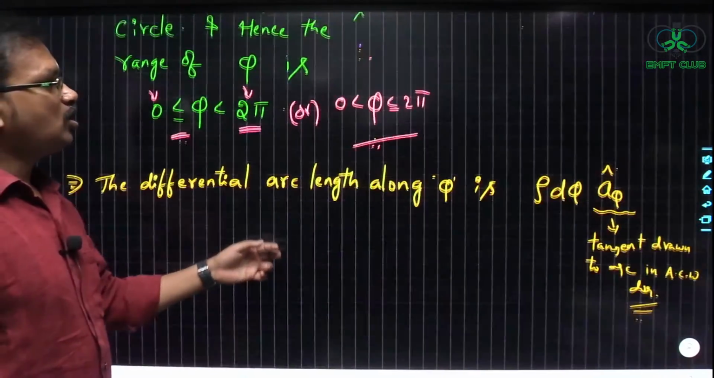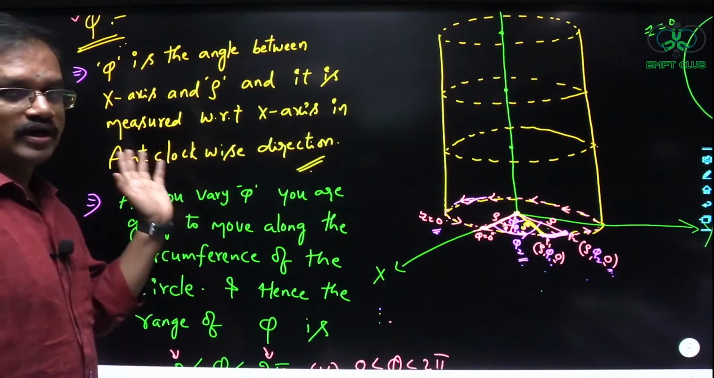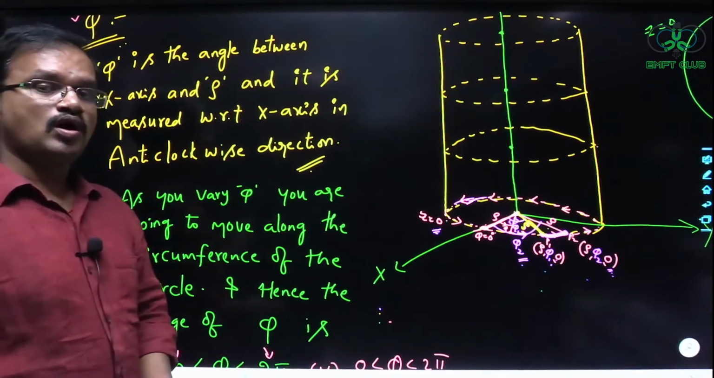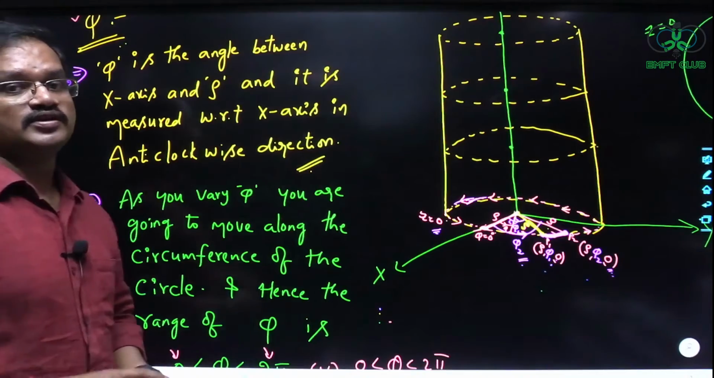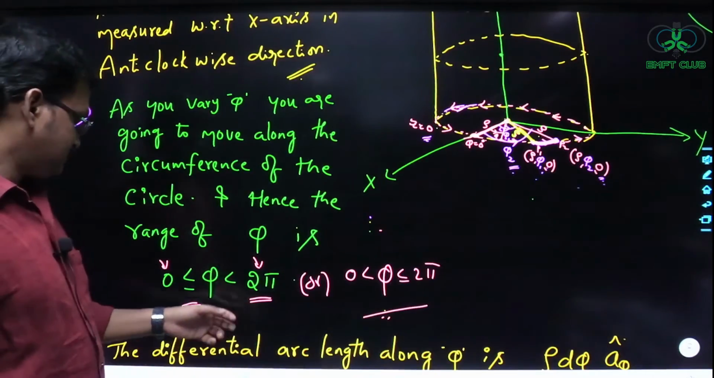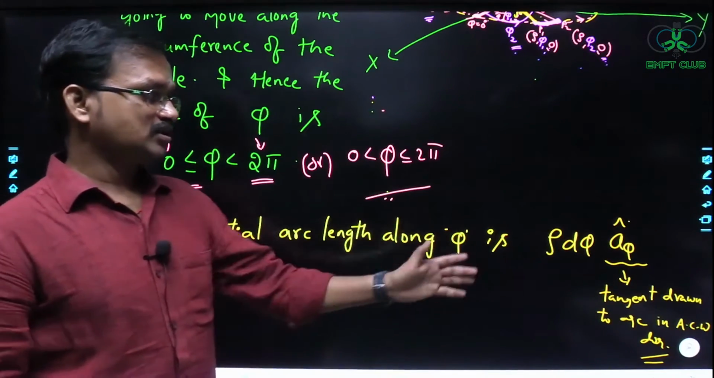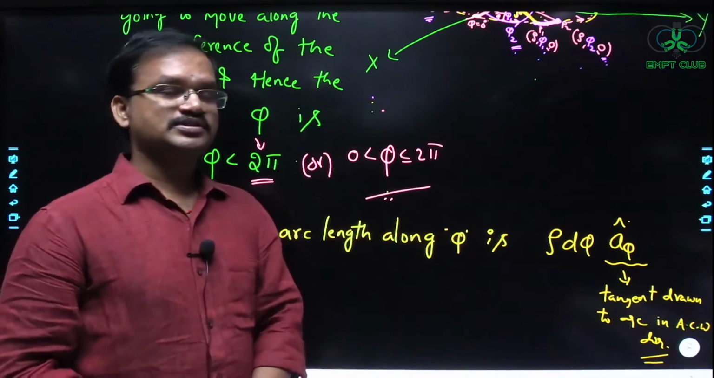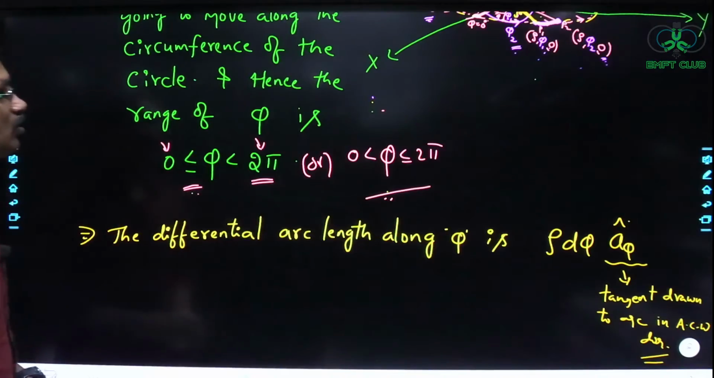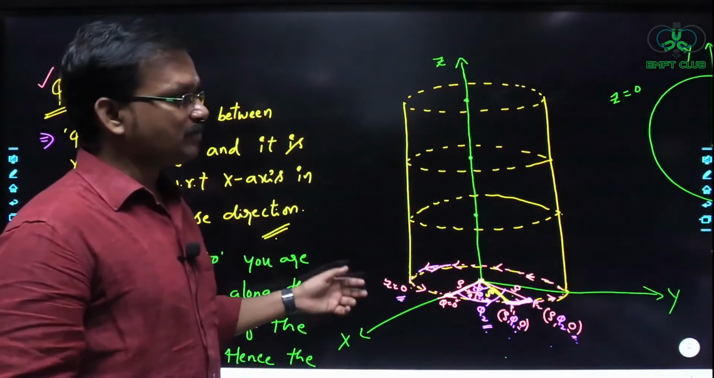Understood? Okay. So I have given the definition of phi. It is the angle between x-axis and rho, and it is measured with respect to x-axis in anti-clockwise direction. So as you go on increasing phi, you are going to move along the circumference of the circle, right? And hence the range of phi is from 0 to 2 pi, and the differential arc length along phi is nothing but rho d phi a phi cap, where a phi cap is the tangent drawn to the arc in anti-clockwise direction. Understood? Okay. So this is all about phi. So I hope you have understood what you mean by rho and what you mean by phi, right?